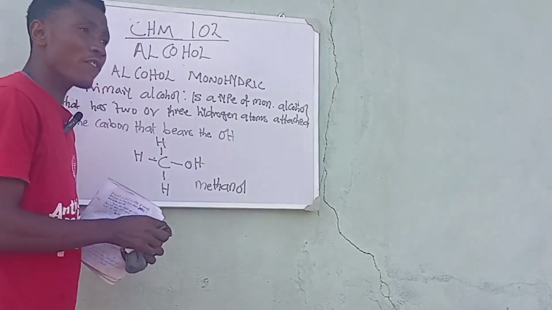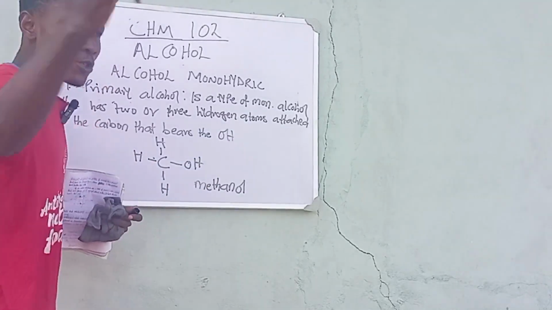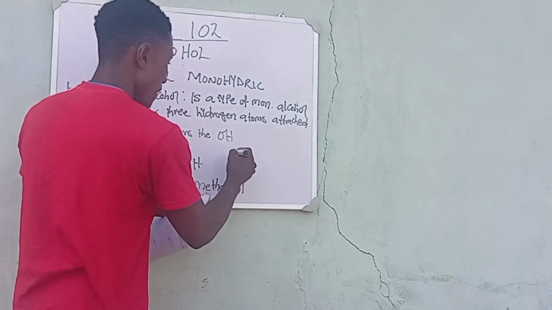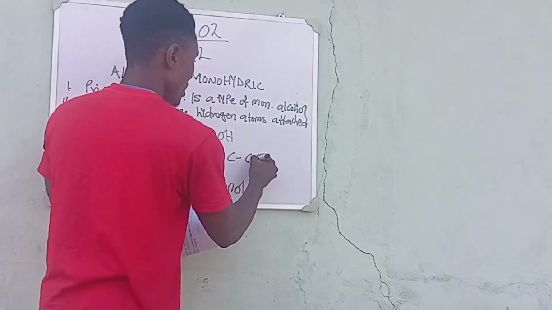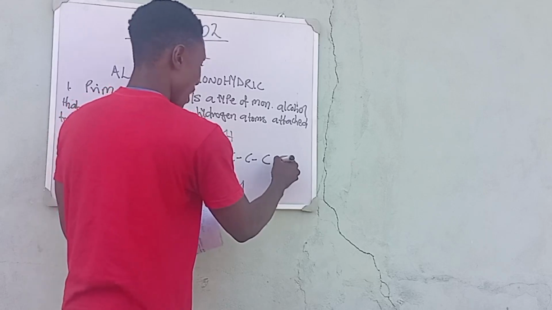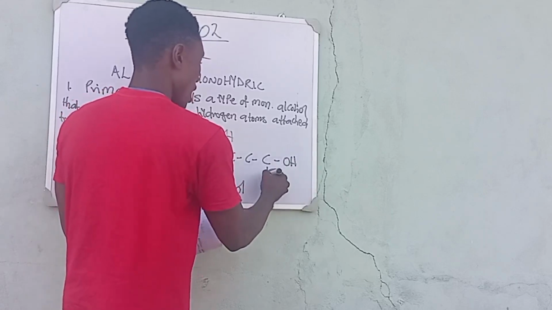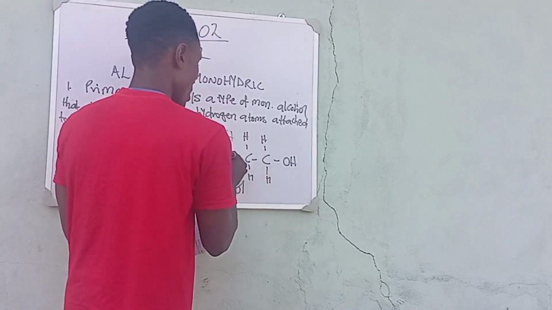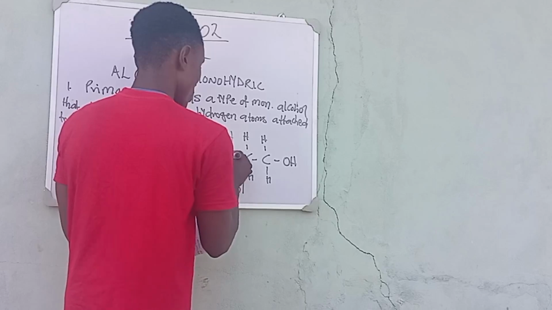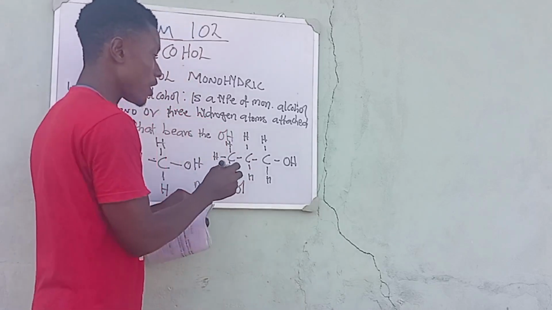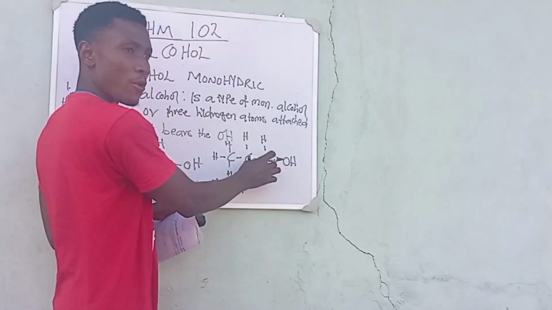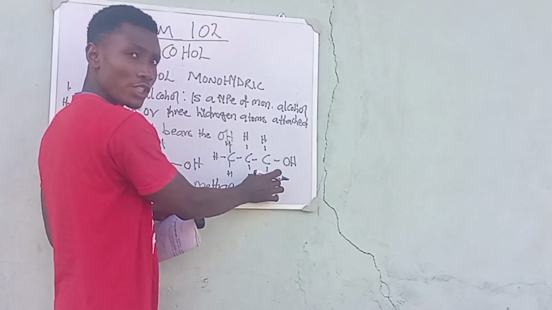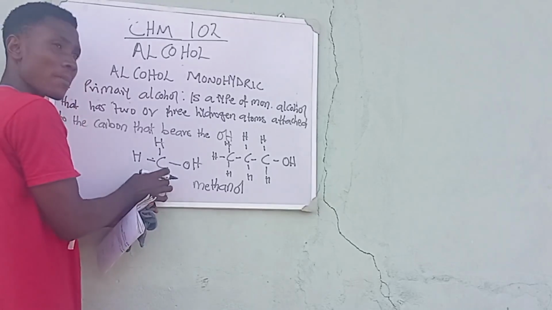So let me give you another one. We have our C, and we have our C. We have our OH, and we have our H. It's very, very important. Look at the board. And we have our OH. Now, this particular carbon is just bonded by 2 hydrogen, and this particular carbon is bonded by 3 hydrogen.